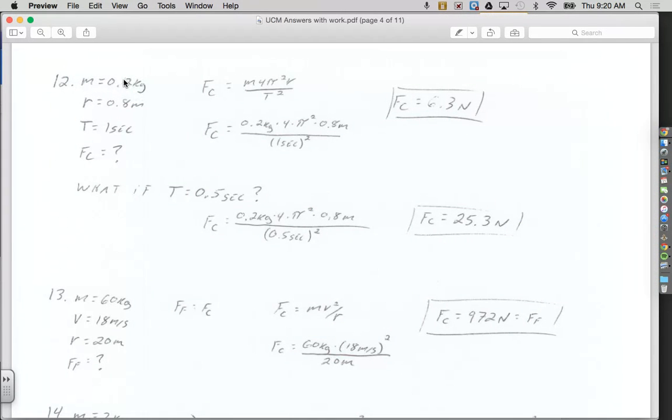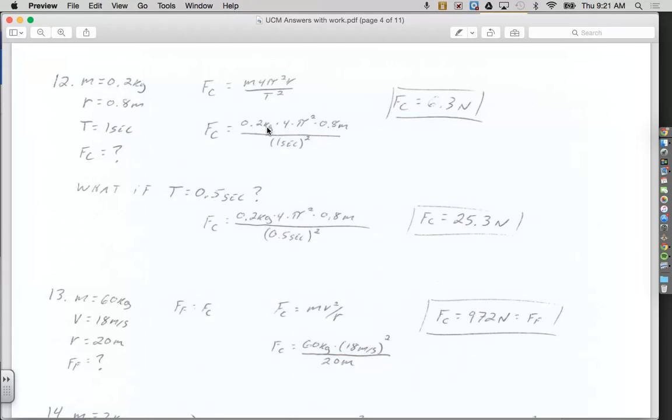So for number 12, the numbers that we were given: the mass is 0.2 kilograms, the radius is 0.8 meters, the time it takes to go around once is 1 second, and the centripetal force is what I want to find. So what equation should I use? Well, I'm going to use the one that has time, the radius, and the mass, which is m 4 pi squared r over t squared.